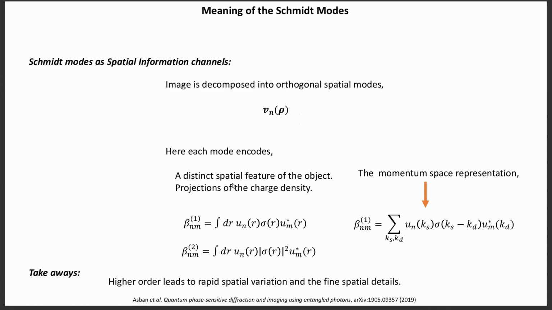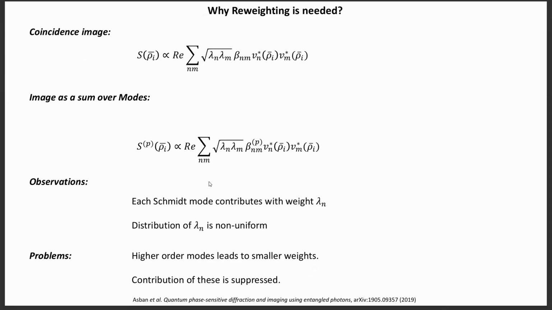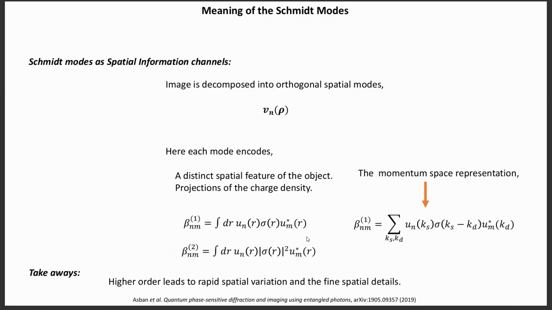These are the main work of this mode. So what they do actually, they take a distinct spatial feature of the object, and they also project the charge density. And then the expression I have shown previously in this slide. Here is the first order coupling parameter, then the second order coupling parameter. In first order we are not losing any phase information, but here we are taking the mod square, so here we are losing the phase information.